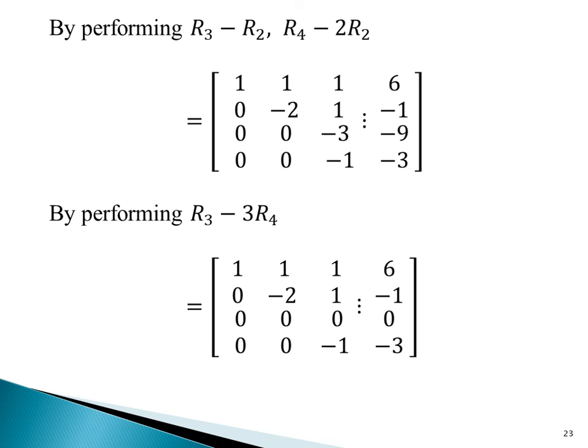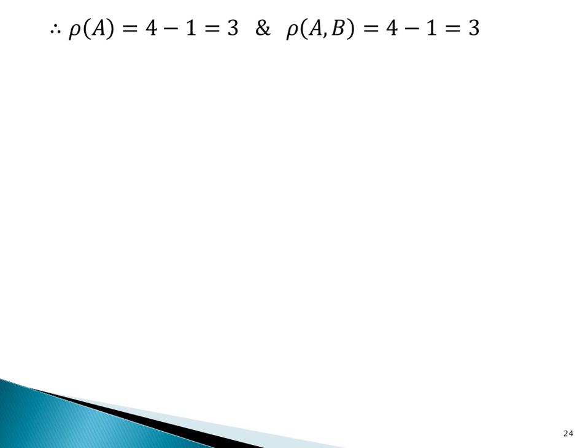Okay, now we can write this 0 row at the bottom of the matrix. Here we can observe that the total number of rows is 4 and the number of 0 rows is 1 only, right? So therefore rank of A equals 4 minus 1, that is 3. Also the rank of augmented matrix AB is 4 minus 1, which is also equal to 3. So we can say rank of A equals rank of AB. Therefore the system is consistent.